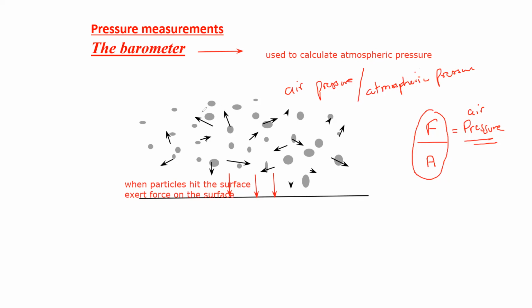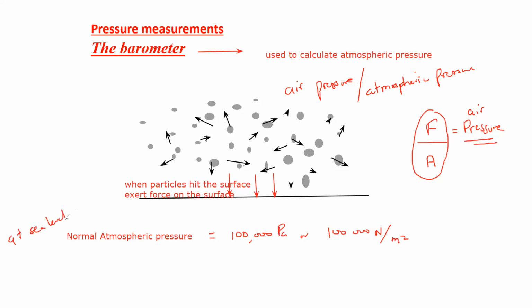The atmospheric pressure varies from place to place, because it depends on the number of the particles. It also depends on the temperature of the air. It varies, but the normal atmospheric pressure is equal to 100,000 Pascal, or we also say 100,000 Newton per meter square. This is the normal atmospheric pressure, or we also say atmospheric pressure at sea level.